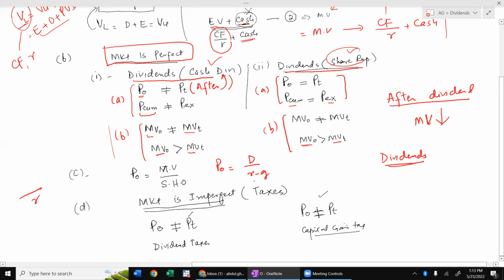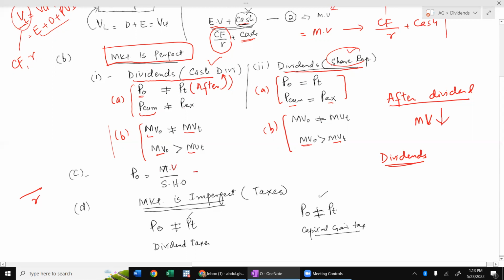If dividend is not given, R is not given, G is not given, then we have some other alternative to calculate the price. That is market value, in other words, market capitalization divided by share outstanding. Let me write it like this: price into share outstanding divided by share outstanding. It will give you the price. So market value divided by share outstanding will give you the price.